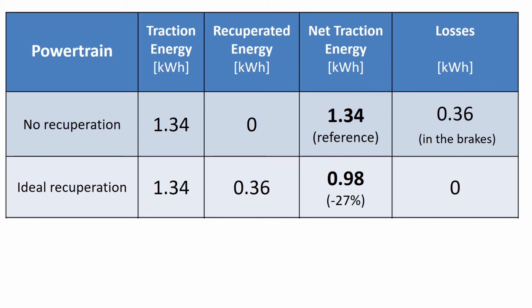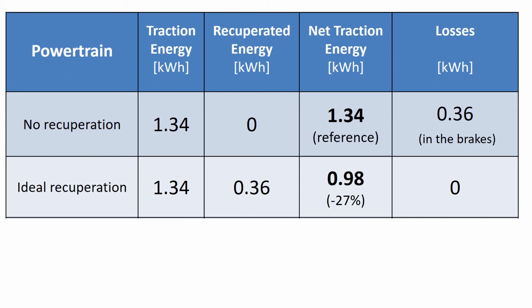Now we instead assume that the powertrain has ideal recuperation, which can take all the energy in braking mode and store it without any losses. This stored energy can later in the driving cycle be used to propel the vehicle. The traction mode still requires 1.34 kilowatt-hours, but of that 0.36 kilowatt-hours can be taken from the stored recuperated energy, and then the net energy required for the driving cycle is only 0.98 kilowatt-hours.